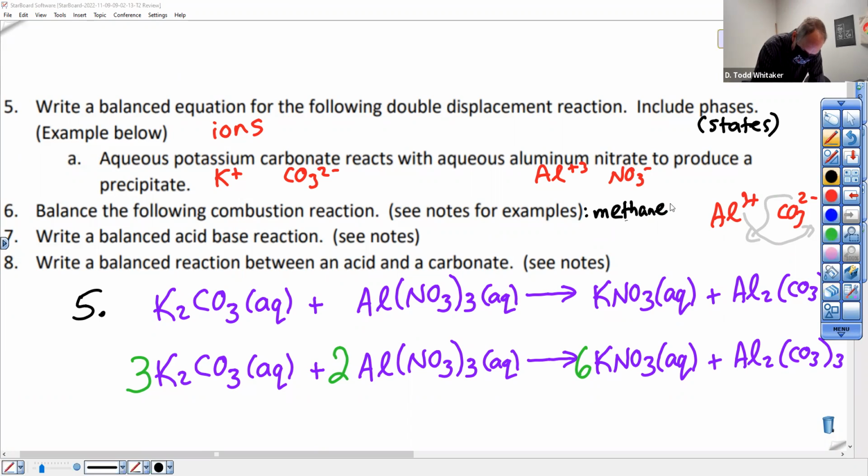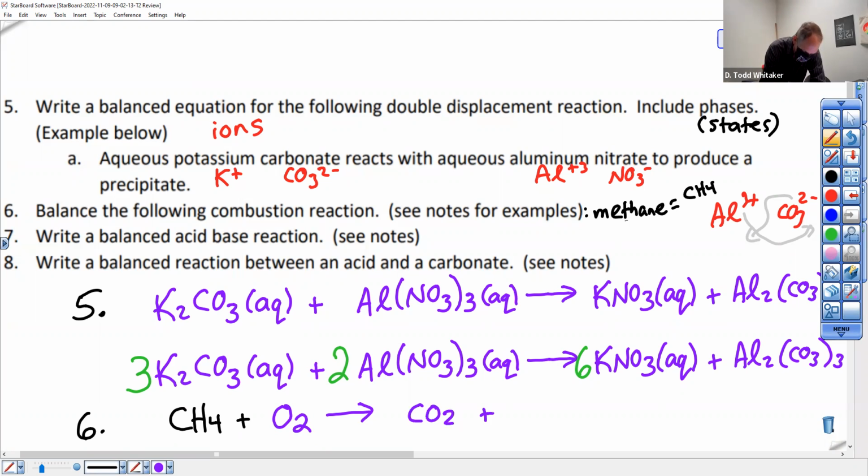So I want to do a combustion reaction, question 6, for the burning of methane, and I'm only told its formula. You got to provide everything else. What's the other reactant, please? O2. Reacts to give 2 products, please. Yes. Carbon dioxide and H2O.